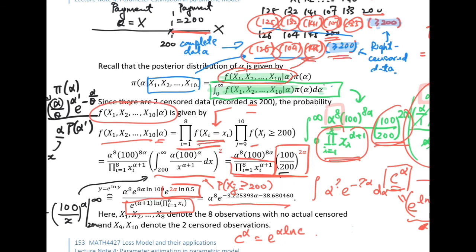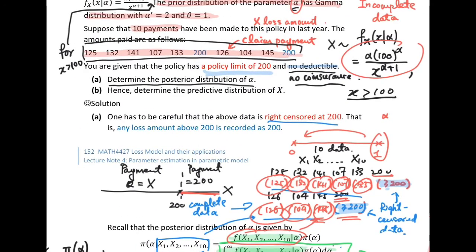Otherwise, if you have the interval-censored data, where you can only tell the range of the S, then you just replace it by this probability, as simple as that. So this is how you get the posterior distribution.